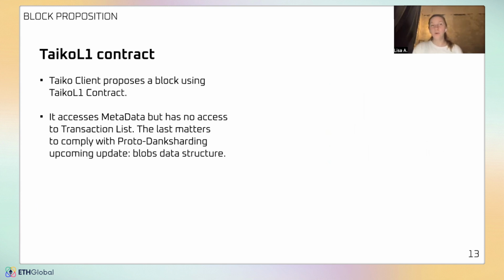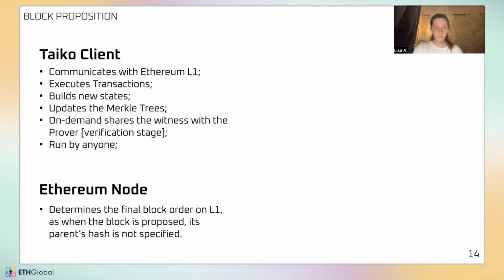Taiko client proposes a block using Taiko L1 contract. Taiko client communicates with Ethereum layer 1, executes transactions, builds new states, updates the Merkle trees, on demand shares the witness with the prover, and can be run by anyone. And Ethereum node determines the final block order on layer 1. That is, when the block is proposed by Taiko client, its parent hash is not specified, meaning that the final block order is fully up to the Ethereum node.